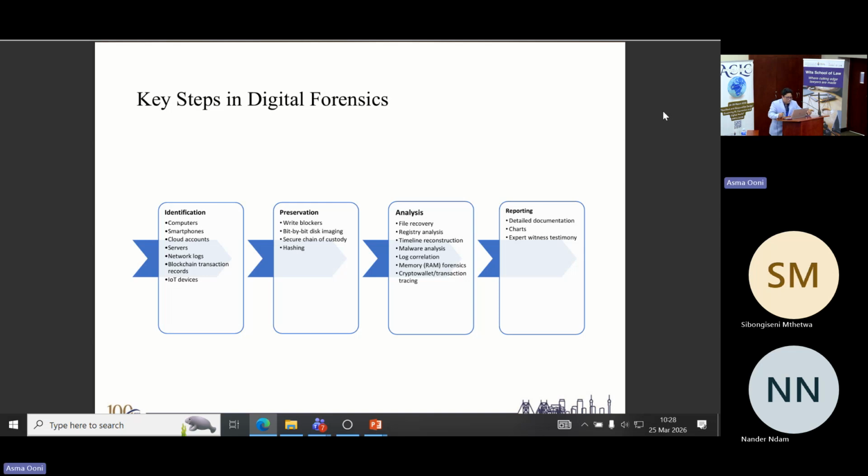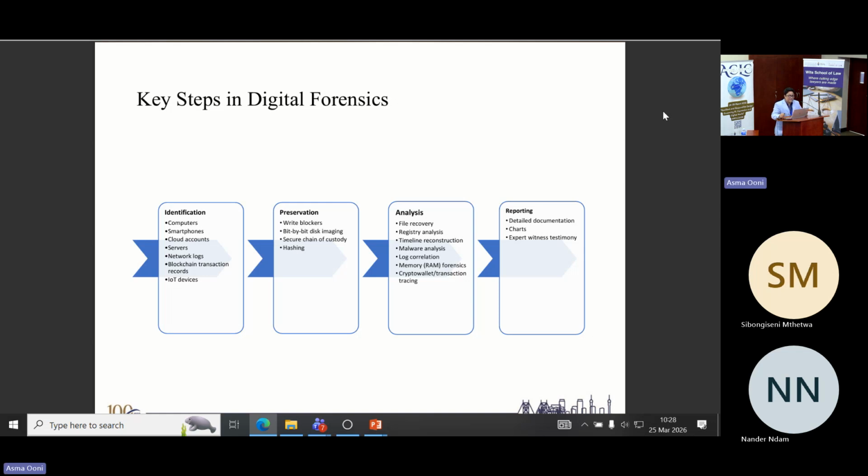Then the log correlation. Now this is very important, because now every company, when you enter the system, you have to log in with your username and password. That is how they store everything. And probably when you come into this Wits gate, you are swiping it. So basically, this is the log entry that you are coming. Like this, they are maintaining everything.